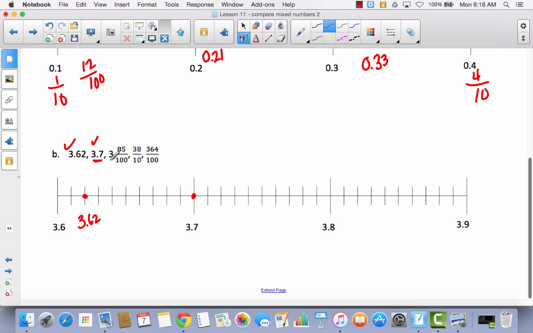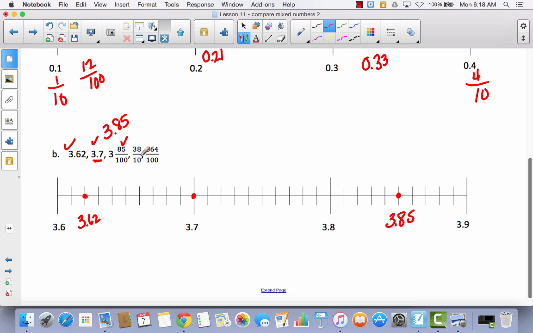So this is 3 85 hundredths. So as a decimal, remember that would look like this: 3.85. So if this is 3 80, then all we have to do is count over 5. This would be 81, 82, 83, 84. This would be 3 85 hundredths.